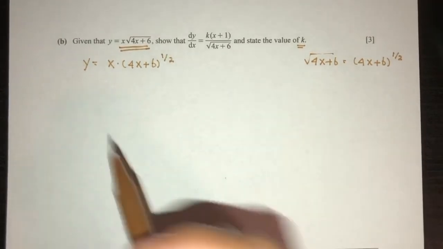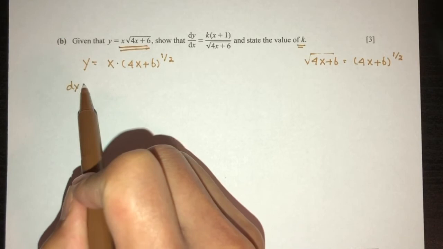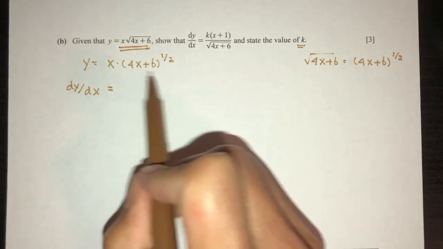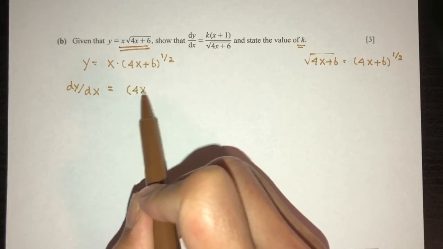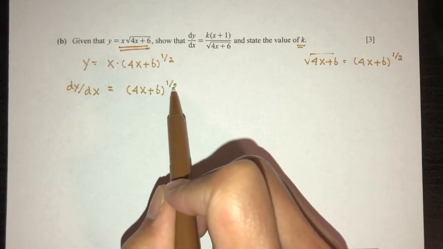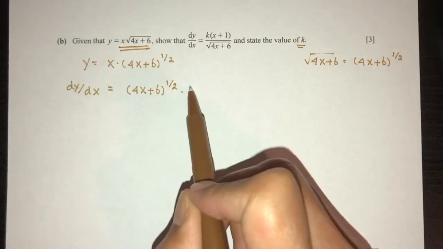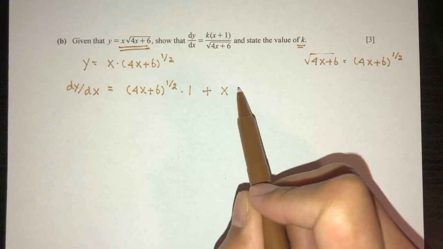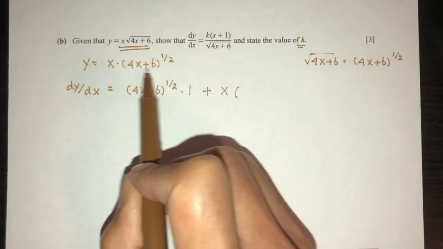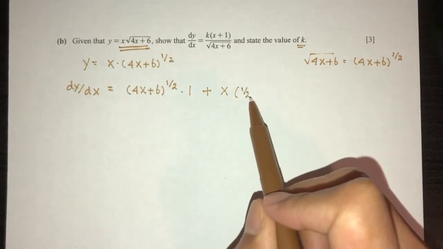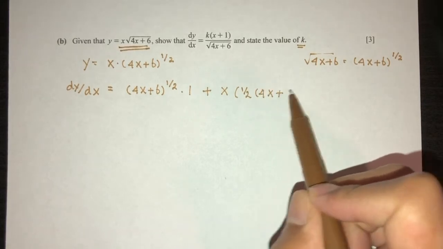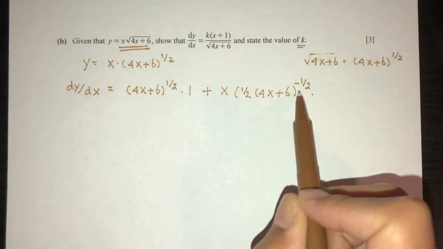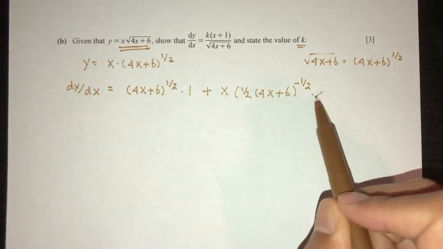Now we have to find dy by dx. So dy by dx, this one is a product, so we use the product rule. So we can write the second function as it is, and then multiply by d by dx of the first one, which is 1. And then we write plus, we write the first one as it is, and then multiply by the d by dx of the second one. You will have half, and now 4x plus 6 power minus half. Of course, you have to multiply by the inside differentiation. That will give you 4.